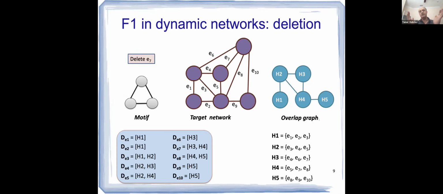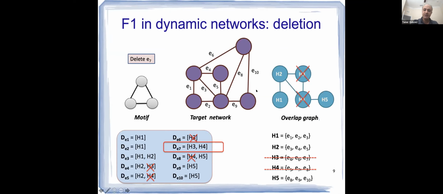Now let's start dealing with the evolution of the network. First, I'm going to look at what happens when we remove an edge from the target network. So let's remove an edge. In this case, it's going to be edge number 7. Now, when we remove an edge, what happens is that any motif instance in which this edge that I have removed participates is going to disappear from my solution set, which is 3 and 4. So these 2 are gone.